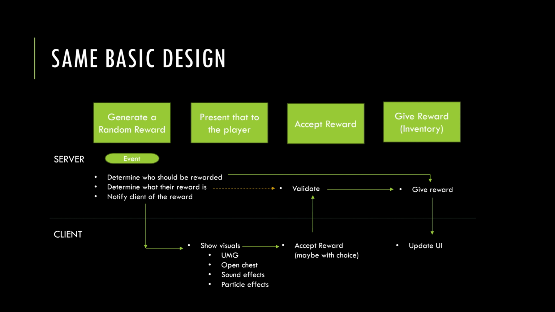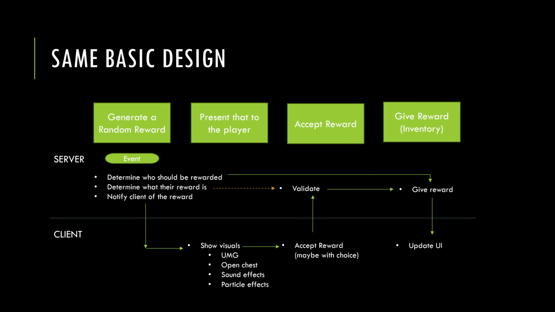So the basic design is that the server is the one who generates the reward. And you want the server to be doing that so that there's no cheating and there's no gaming the system, right? So the determination of whether a reward should be handed out is done on the server. They determine who should get that reward. They determine what that reward composition is. And then their job is to notify the client that they got a reward.